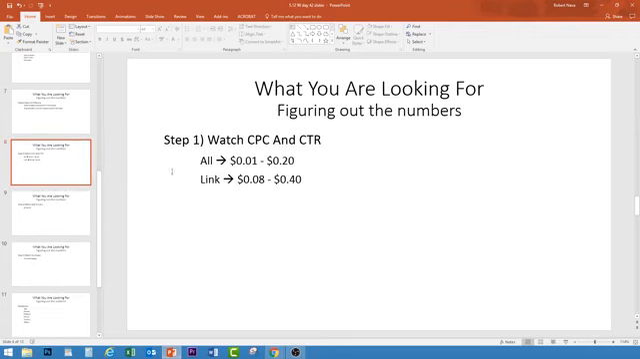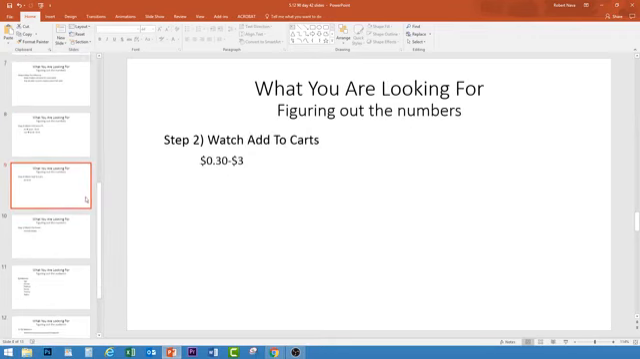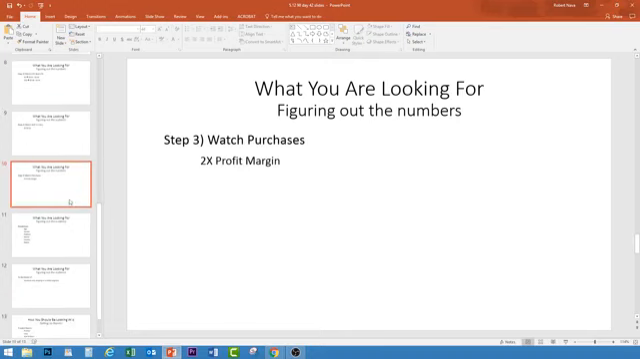That's step one. And then pay attention to your cost. And then step two, you're going to pay attention to your add to cart to make sure they're not costing you too much, right? And then step three, you're going to make sure that you're not spending 2 times your profit margins, right? Then you want a quarter of your profit margin, right? If your margin is $10, right?